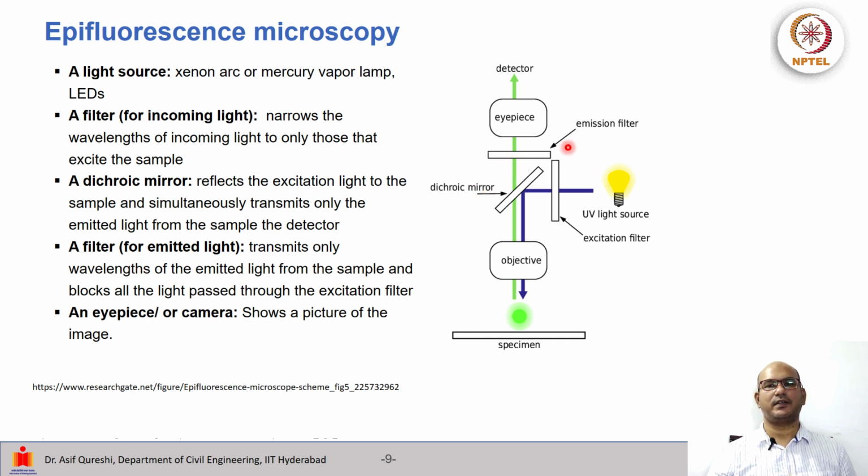So now we have a filter, which is an emission filter. It only transmits the wavelengths that are emitted from the sample and blocks all other light from passing through this filter. And then we have the eyepiece or a camera where we will have an image of the sample, and we can then understand what the sample is about.